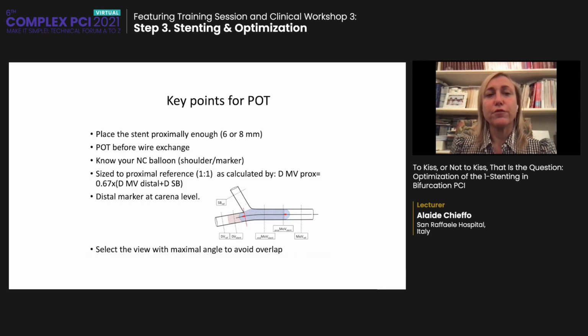Key points for POT: where the stent is placed, because the stent has to be placed proximally enough to allow the balloon to be inflated without touching the bifurcation. POT is to be performed before the wire exchange. You have to know your non-compliant balloon specifics. You have to size the POT according to the proximal reference, and the distal marker has to be at the carina level.